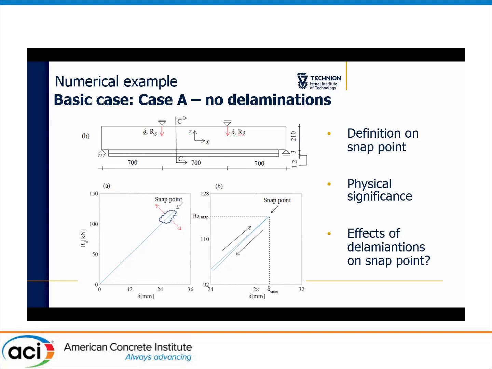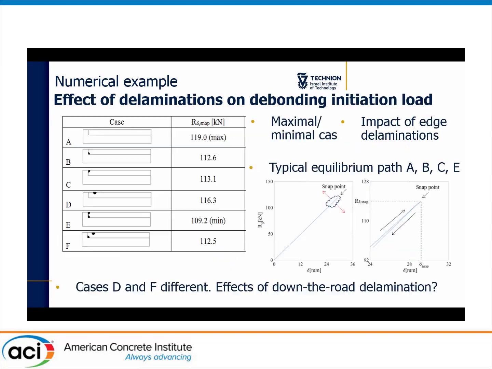To understand the effect of the delaminations on this phenomenon, in this table we compare the snap loads for each of the cases examined. We see that the highest load, or the most resilient one, is the one without delaminations, naturally. And case E, which has two delaminations right on the edge, is the lowest one, although the difference is not significant. This bilinear behavior is typical of all the cases which have delaminations on the edge, which are all except D and F, which have down the road delamination, not on the edge, but down the road as the debonding continues.